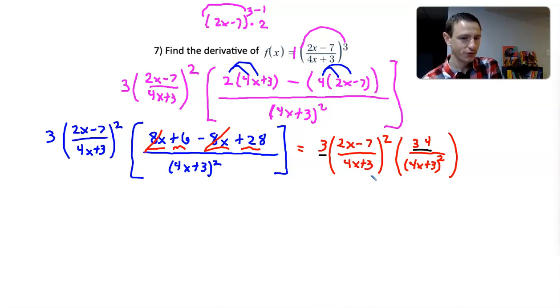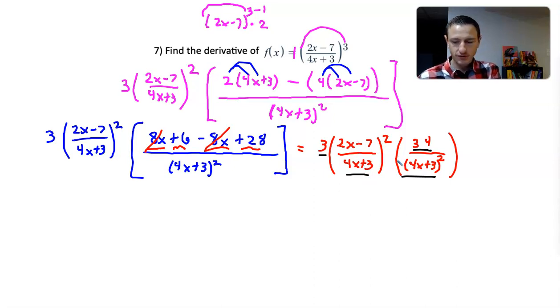Now the reason that I'm going to do that is because of this. On the bottom, I have (4x plus 3) squared. On the bottom, I have 4x plus 3. So what I could do is rewrite this as (4x plus 3) squared times (4x plus 3) squared, which is going to give me (4x plus 3) to the fourth. 2 plus 2 is 4. Multiplying by the same base, we add the exponents, so you get 2 plus 2. So I need to break this down a little bit further.